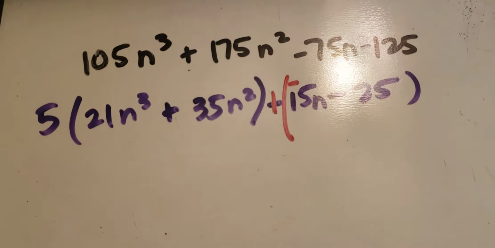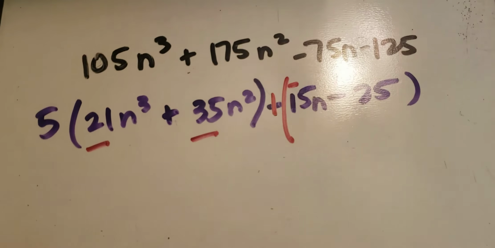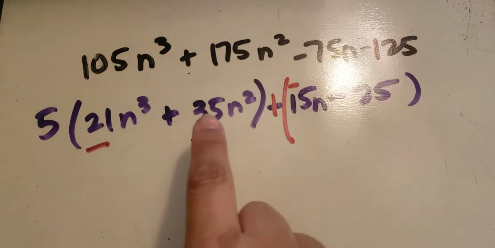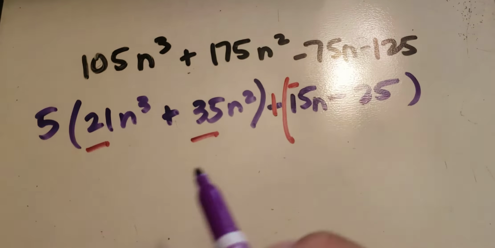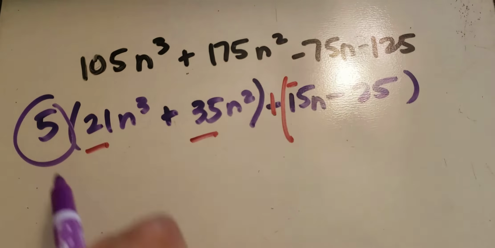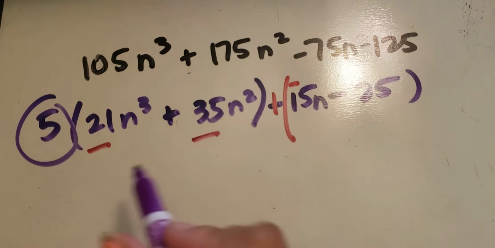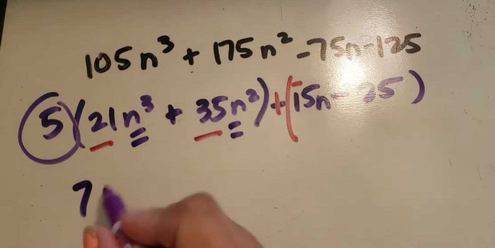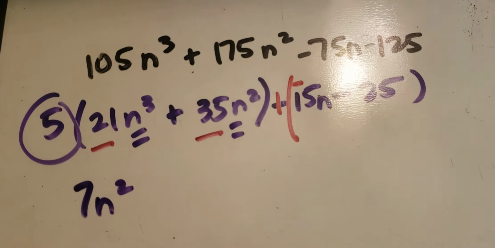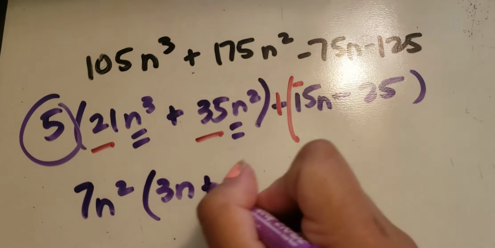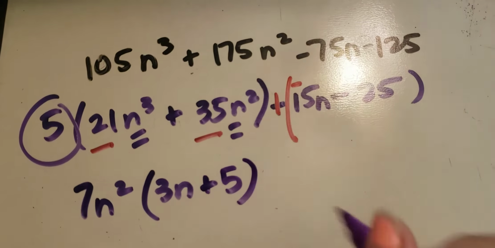So ready? Common factor between 21 and 35. I know 7 and 3 go into that, and 7 and 5 go into that. So I'm going to factor out a 7. Ignore this 5 for now, okay? Just concentrate on the parentheses. So factoring is 7. And then between the n's, I'm going to factor out n squared, okay? And then I'm left with 3n plus 5, okay?